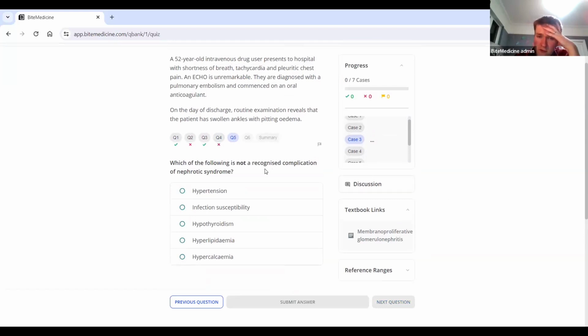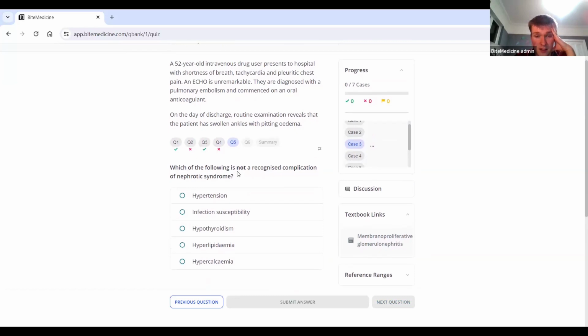Which of the following is not a recognized complication of nephrotic syndrome? This is a stinker of a case, I must say. Right. So nephrotic syndrome, complications, trying to kick myself back into it now. So you have an increased clotting risk due to antithrombin 3 deficiency. I think you get hypothyroidism because you lose thyroglobulin. You lose your immunoglobulins. It's all because of the leakiness of the glomerulus, so infection susceptibility. So which of these is not?